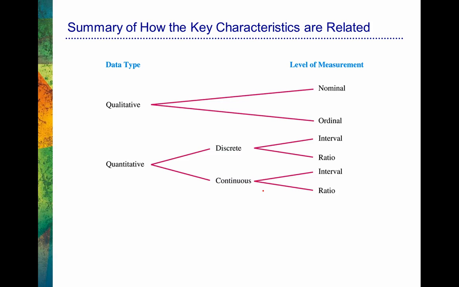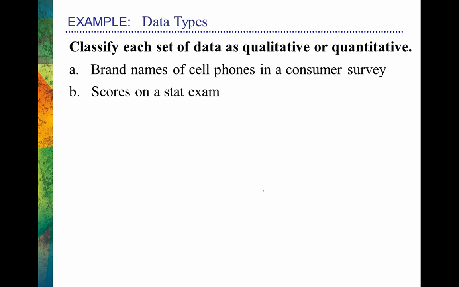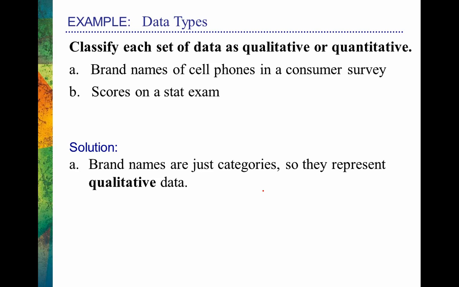Let's go through a couple examples, kind of quiz you. So classify each set of data as qualitative or quantitative. Brand names of cell phones in a consumer survey. Well, I guess we've been using this as an example. So the critical question I'm asking myself is, will someone's answer, when they provide a brand name, provide me with some type of number or quantity that makes sense in terms of numbers? And the answer would be no. So brand names are just categories, so they represent qualitative data.